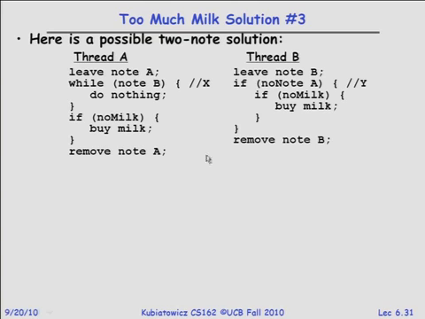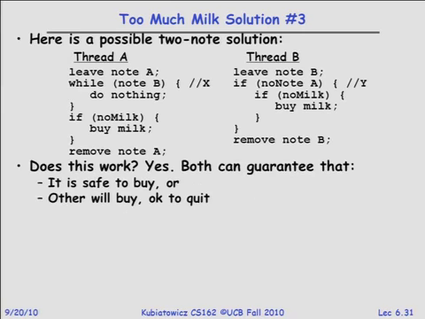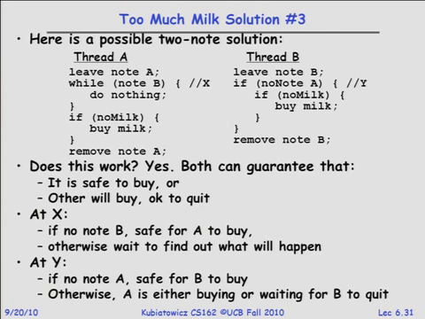So both are basically guaranteeing, one, it's safe to buy, or the other will buy and it's okay to quit. Those are the two things we're looking for. Now, how many people are mildly uncomfortable declaring the solution successful? Okay, good. I'll tell you it works, but you should convince yourself. You don't have to do it in the next 5 minutes, but you should convince yourself this works. It's basically: if no note B, safe for A to buy. Otherwise, wait to find out what will happen. If no note A, safe for B to buy. Otherwise, A is either buying or waiting for B to quit.